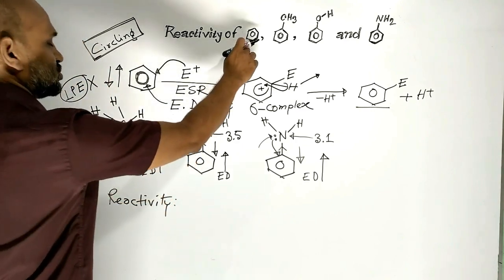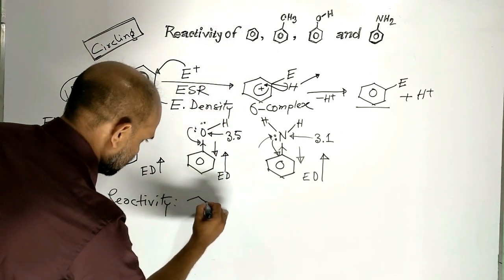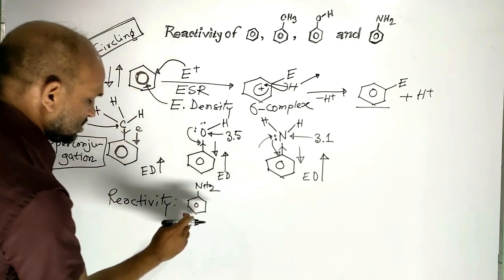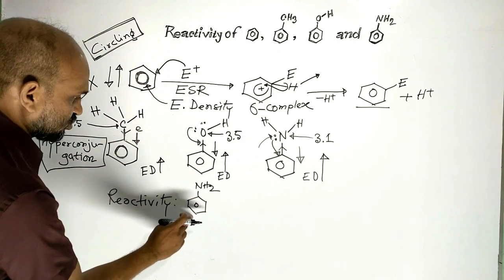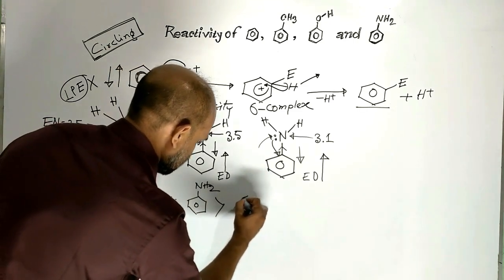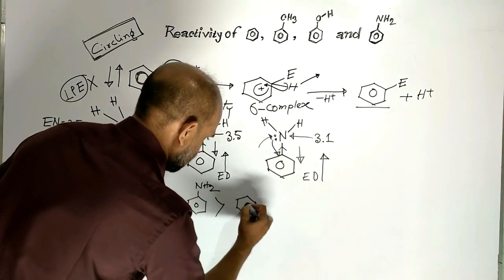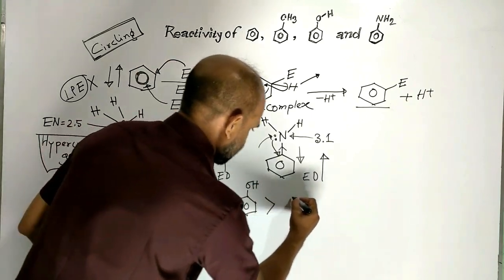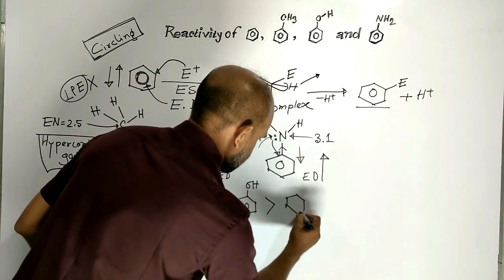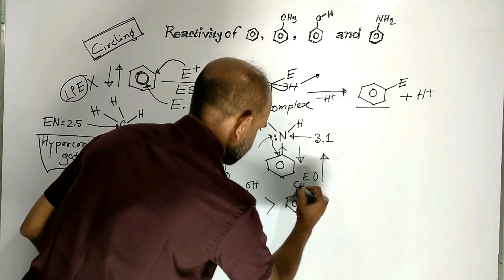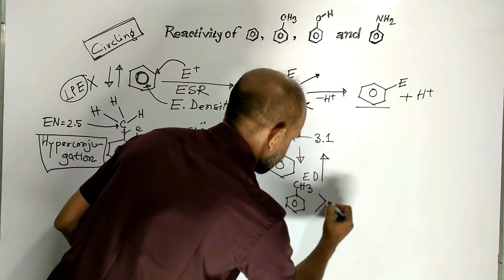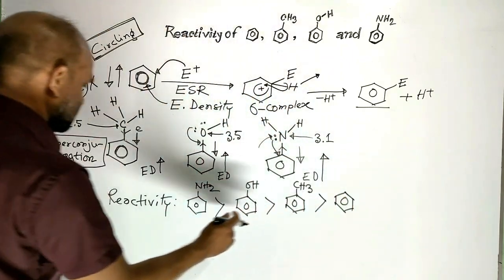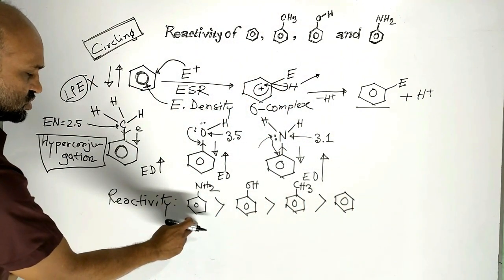So we can say the reactivity of these compounds. Firstly, aniline, which is most reactive towards electrophile. Then phenol, and then toluene, and finally benzene. Reactivity of these compounds.